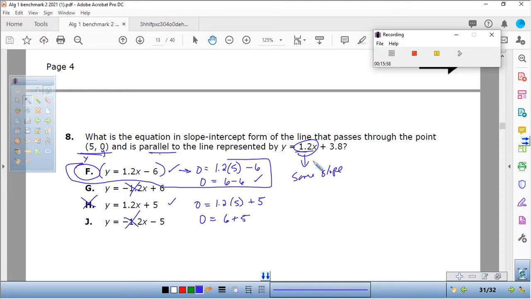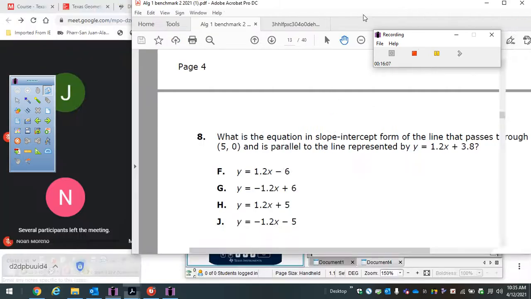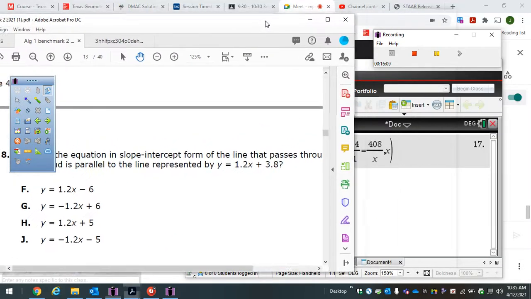This is another way of doing it. I can't tell you how to do it. There's several ways. I always go to the calculator. I just think the calculator is super sweet. Okay?